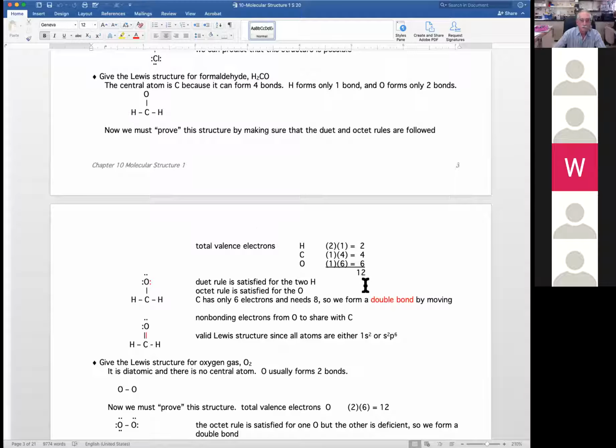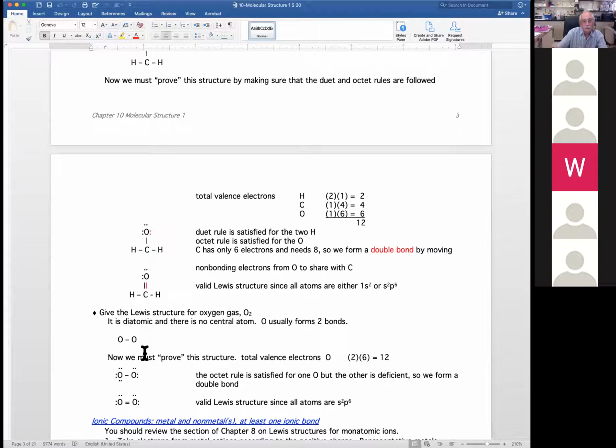Then I had to count up all the valence electrons, put them in there, first into the bonds, then to the outer atoms. But then I'm not happy until every atom is happy. So I end up having to share electrons from the oxygen to the carbon, making a double bond so that carbon also had 8 electrons around it.